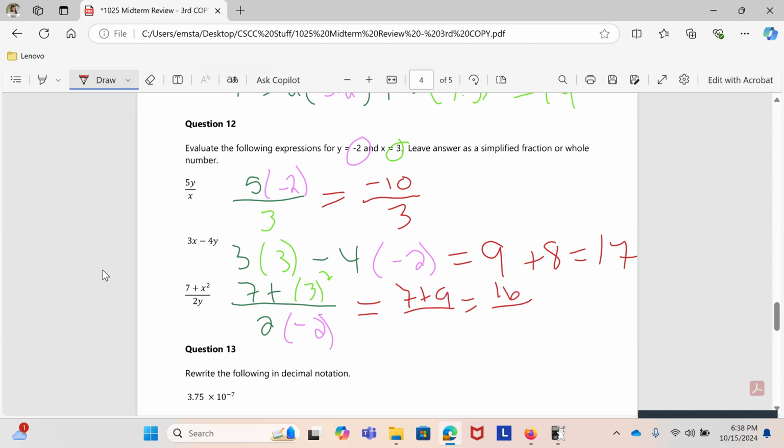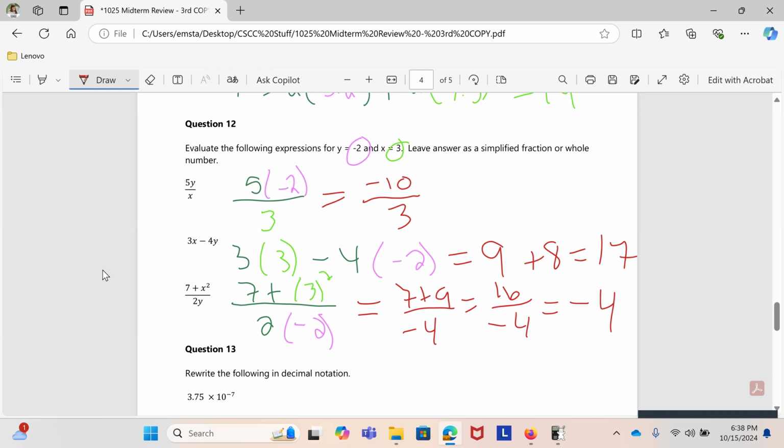Yes. And then let's do the bottom. What's 2 times -2? -4. Beautiful. What's 16 divided by -4? -4. Perfect. Awesome. So those are evaluating expressions.